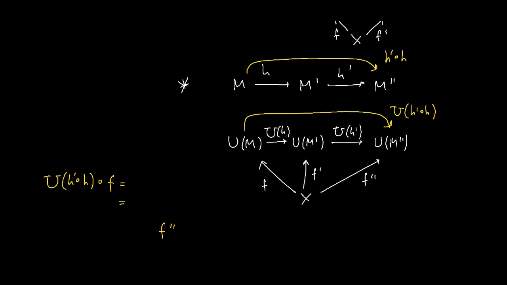I know that these two triangles commute, right? The smaller ones. Because H is a morphism, triangle number 1 commutes. Because H prime is a morphism, triangle number 2 commutes. Do you agree with that? Yep.